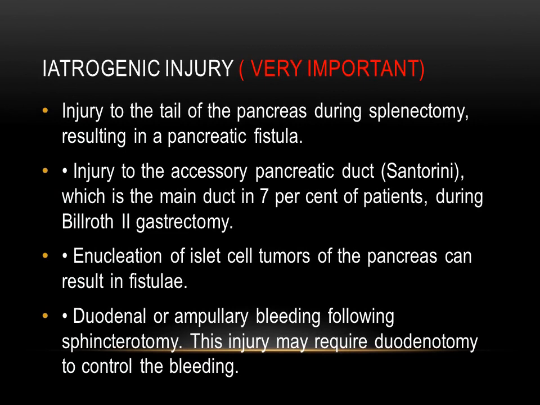It's very important to concentrate on iatrogenic injury. What does iatrogenic injury mean? Iatrogenic injury is human made, made by a doctor or by medical staff. Can we injure the pancreas? Yes, we can injure it during splenectomy, we will discuss it later. We can also injure it during surgery, like Billroth gastrectomy. So gastric surgery can cause a pancreatic injury.